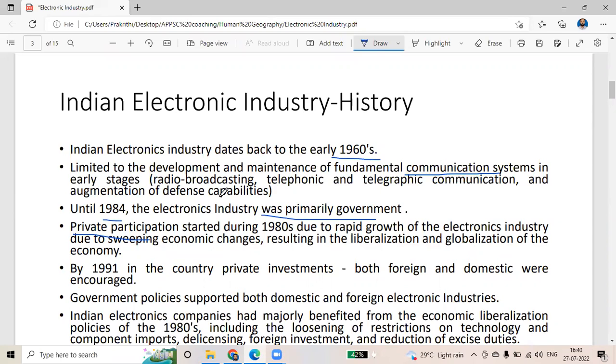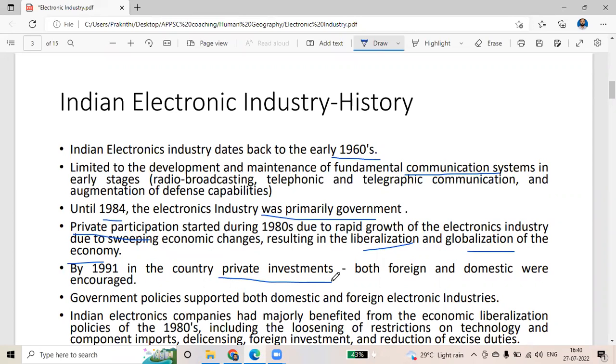Why? Because we introduced liberalization, globalization, and other economic reforms at the end of the 1980s and the start of the 1990s. In the 1990s, what happened? We adopted globalization, privatization, liberalization. So we have private investment in India. It includes both foreign and domestic investment. So ये दोनों encourage किया है.